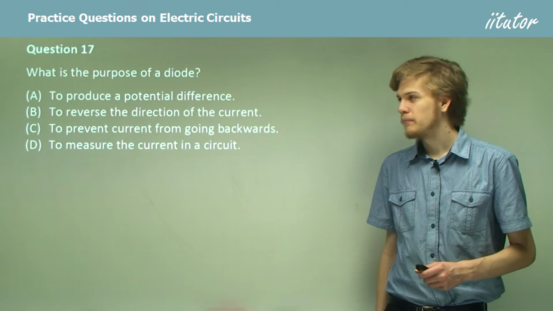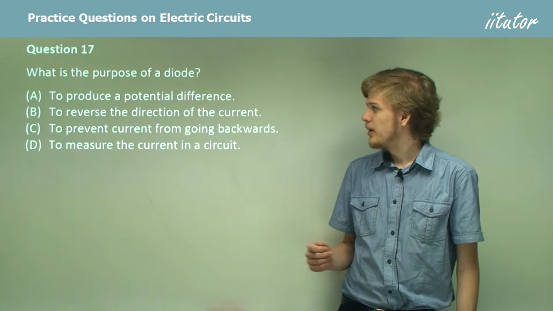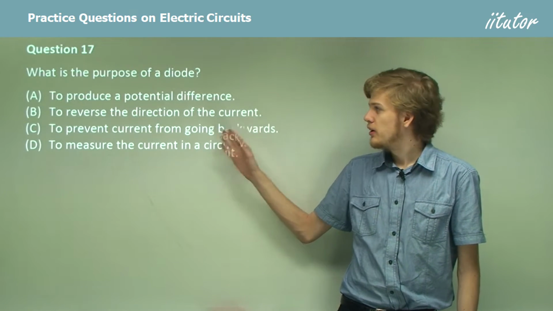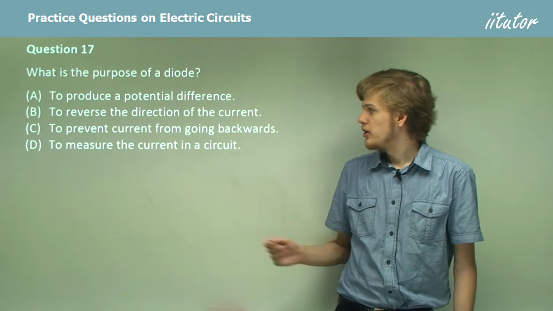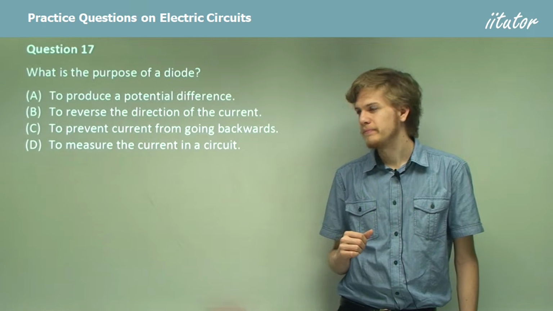Question 17. What is the purpose of a diode? Is it to produce a potential difference, to reverse the direction of the current, to prevent a current from going backwards, or to measure the current in a circuit?